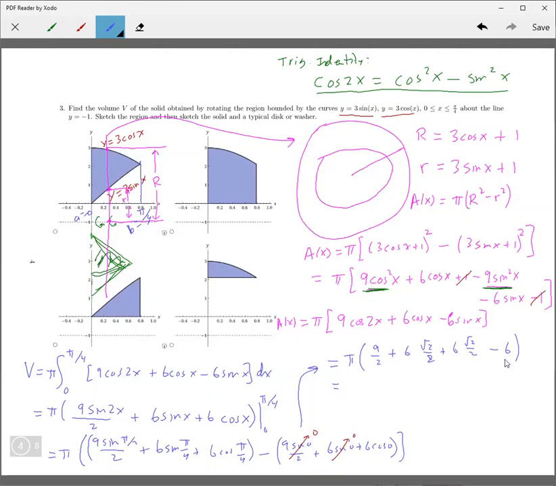Let's see, 6 is also 12 halves. So you have 9 halves minus 12 halves. And then these two combined together, so 6 over 2, that's 3. 3 root 2 plus 3 root 2, that's 6 root 2. And then 9 halves minus 12 halves, that's negative 3 halves. Okay, so that should work out as the answer.